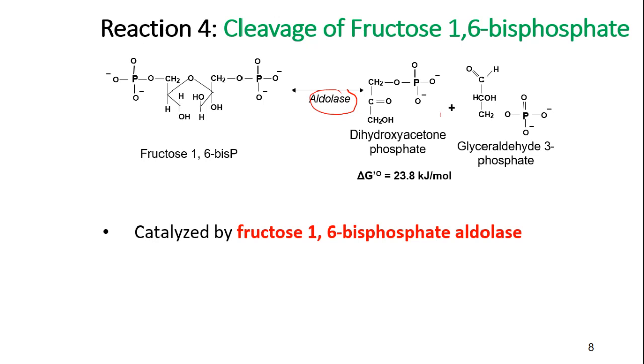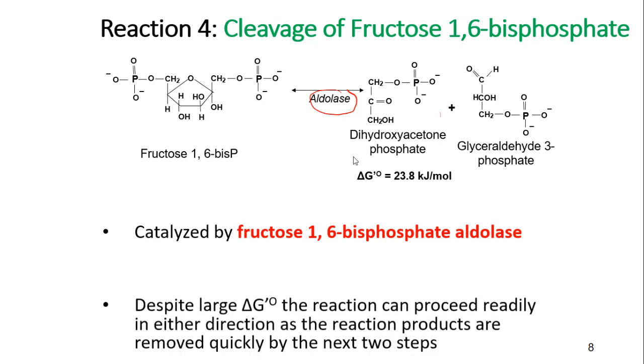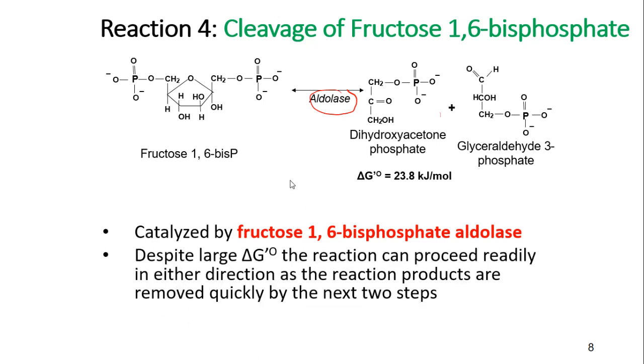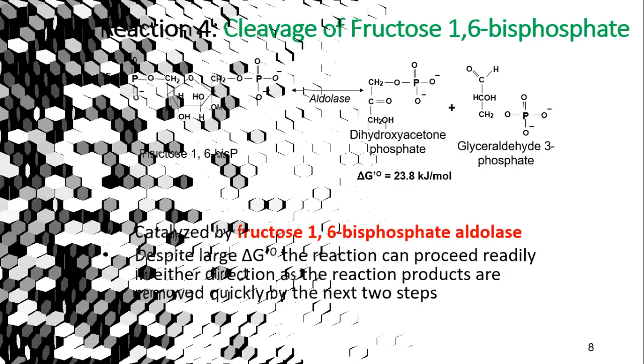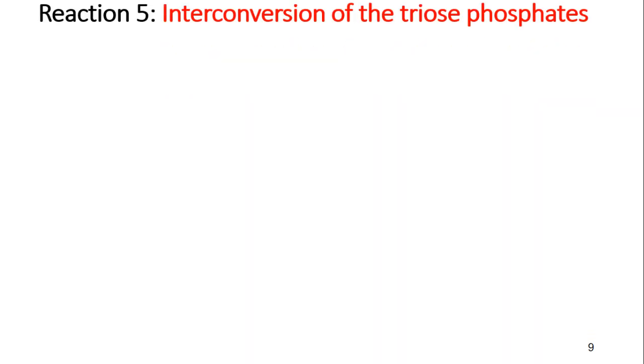Okay, now we need to understand one thing. This reaction is reversible, but because of how fast the process takes place, this reaction doesn't really go back. Instead, it will go to the next step. So the next reaction is just the interconversion of the triose phosphate. The interconversion of triose phosphate.